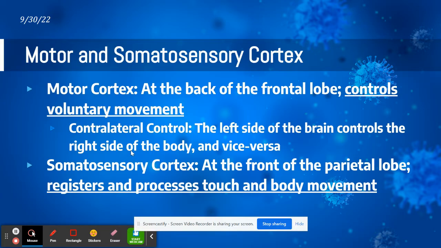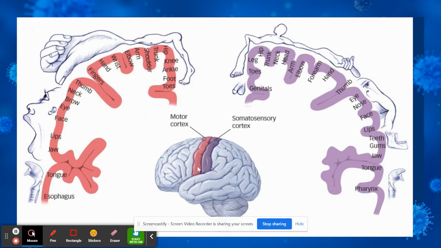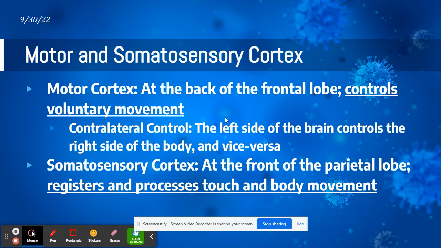The motor cortex and the somatosensory cortex are found here at the back of the frontal lobe. That's where the motor cortex is, and the somatosensory cortex is found at the front of the parietal lobe. Technically they are their own components, but at the same time they are a part of another component. The motor cortex, which one or two of you are doing for the speed dating activity, is at the back of the frontal lobe. Given that the word motor is in it, its major responsibility is to control voluntary muscle movement.